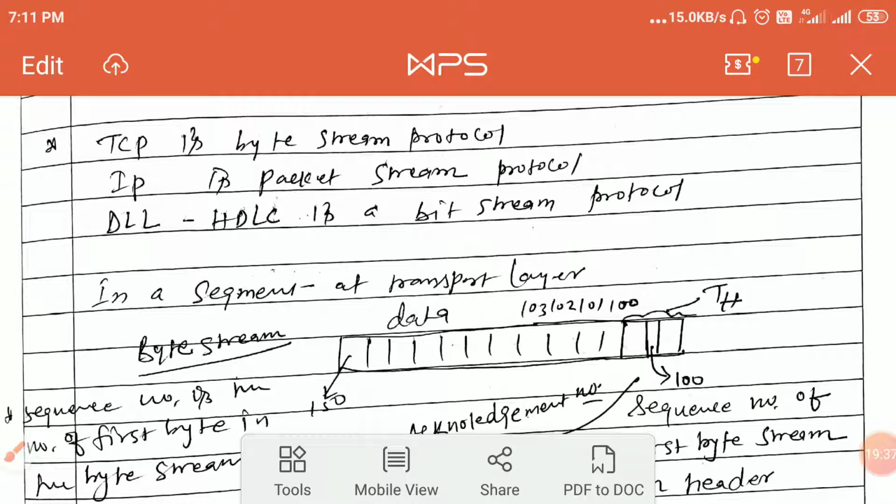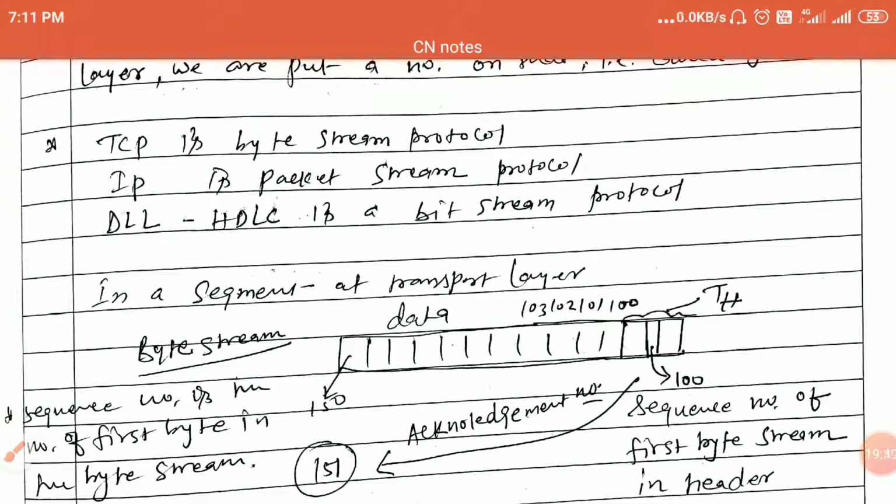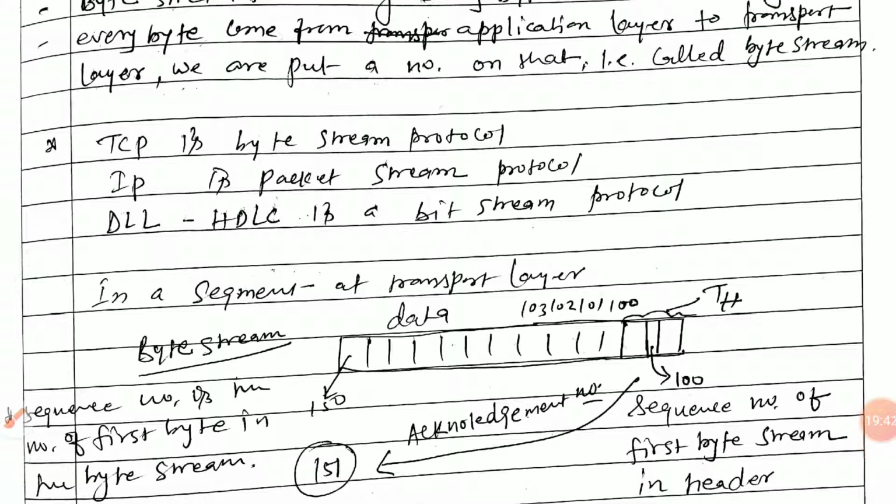The sequence number in the header is the number of the first byte of the stream. So in the header part, in the sequence number, you need to put the first byte of the byte stream. Here the first byte of the byte stream is 100. So from which count will start? The starting count of the data part is your sequence number, and the acknowledgement number is the next byte which we are expecting, the next sequence number we are expecting.